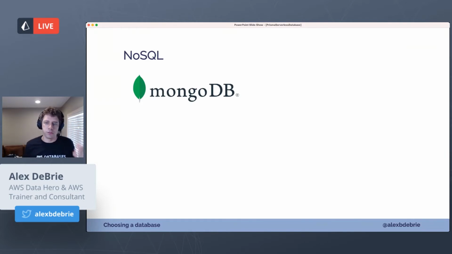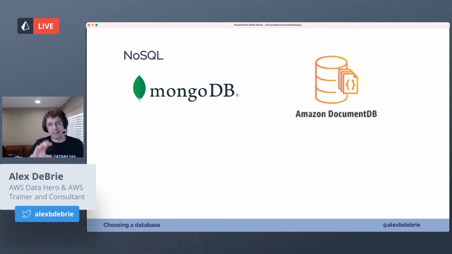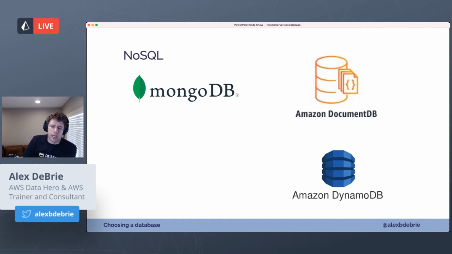It wasn't the first NoSQL database, but I think it was the first really popular NoSQL database, and that's a document store, very popular. If you want to go something in the AWS realm, you can look at DocumentDB, which is basically Amazon's own version of MongoDB. It's compatible with MongoDB, the format there, but it's more of a self-hosted solution or a fully managed solution from Amazon there. You can also look at DynamoDB.